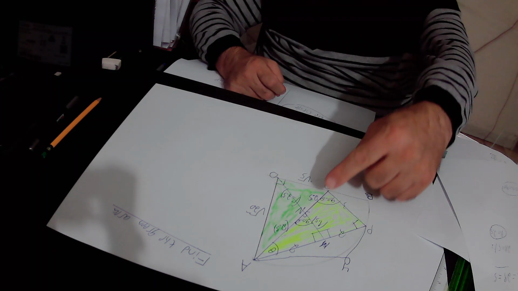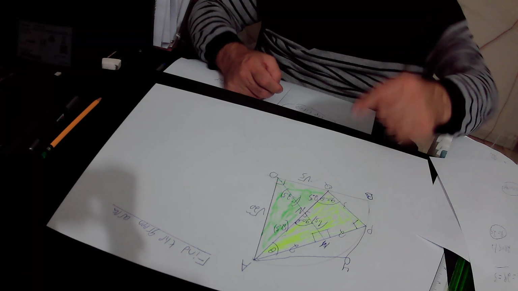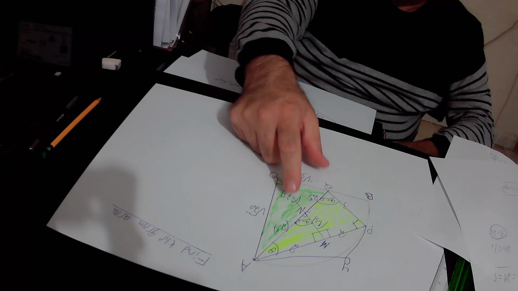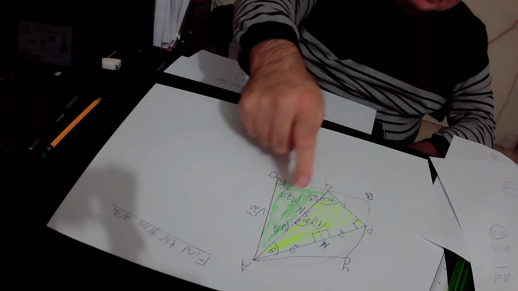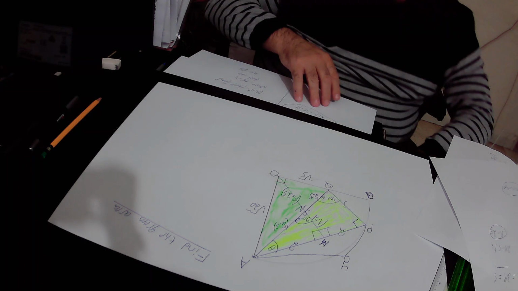Then we find the length of line segment NQ. It is very easy to see that NQ equals AQ minus AN. Again, AQ minus AN equals NQ.